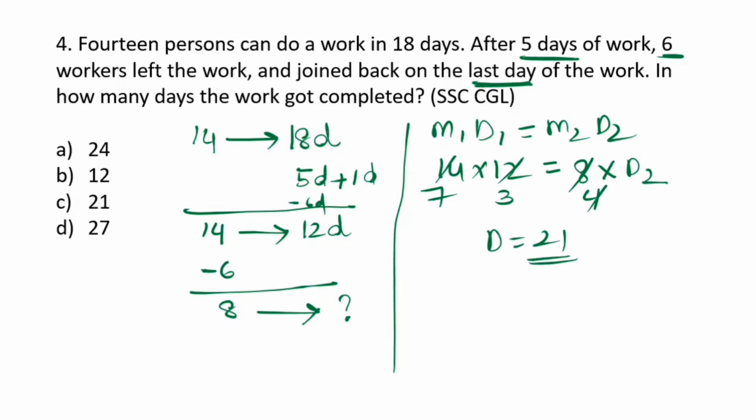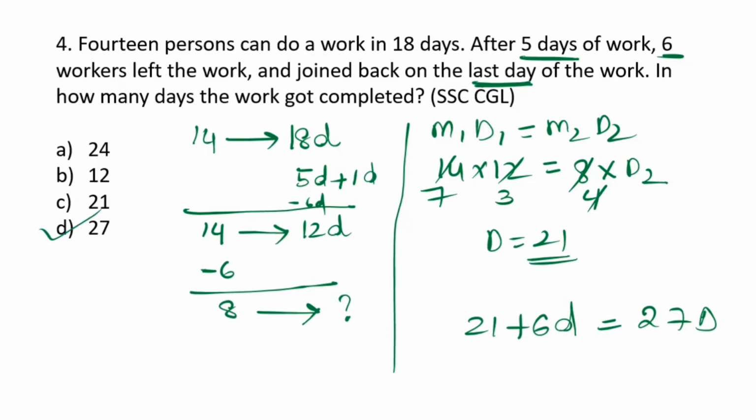If they're asking, 21 is an option, you can pick it. But what they're asking is in how many days the work was completed. So they're asking about the entire work, not the remaining work. So the remaining work was completed in 21 days plus the 6 days already done. 21 plus 6 is 27 days. So the total work will be completed in 27 days.